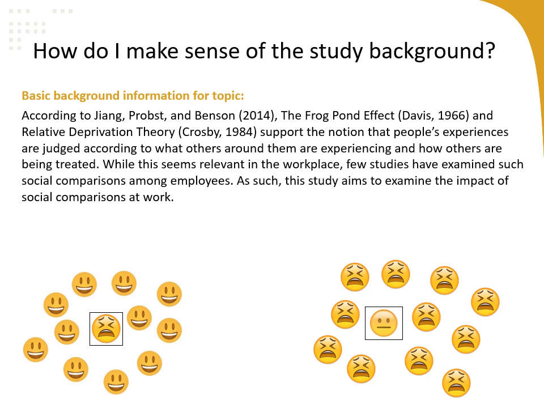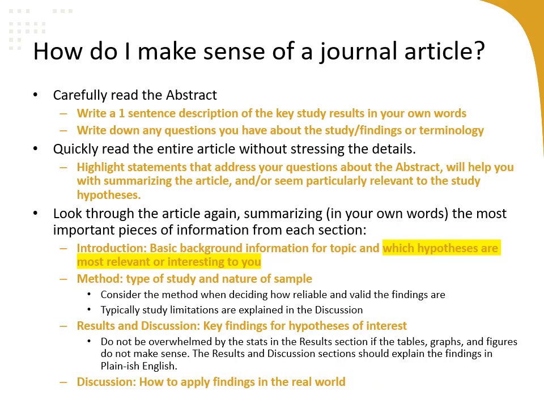So that's a visual of the frog pond effect and relative deprivation theory, and really what you're going to see in a little bit are the hypotheses that we expected for this study. The main hypothesis is that if you're surrounded by people who are doing better than you, but you're not doing so well, you're going to have worse outcomes.